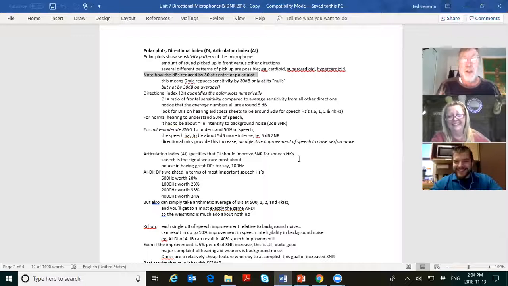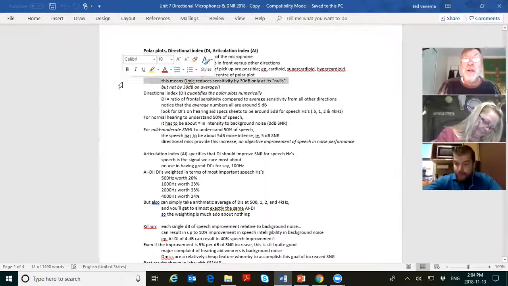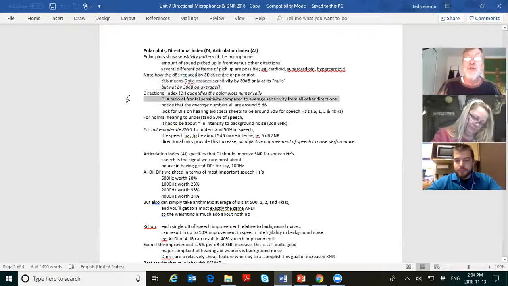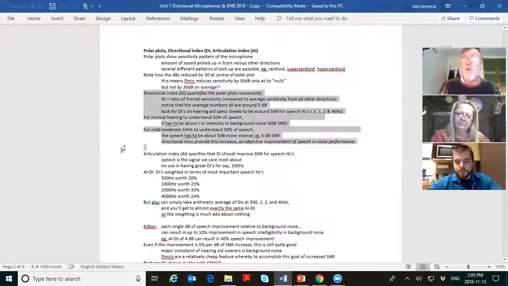So anyway, here we go. So directional mics reduce by about 30 dB at the center of the polar plot. This means the directional mic reduces sensitivity by 30 dB, but only at its nulls, not by 30 dB on average. The directional index quantifies the polar plots numerically. See how this is all written in exactly what I was describing to you verbally in PowerPoint. So this is really the stuff that I need you to make sure you know.